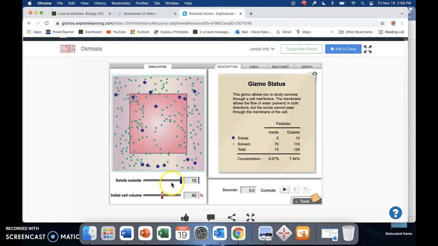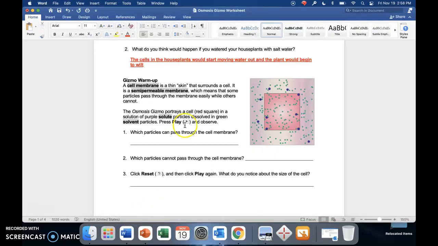You can change the amount of solute all the way from 1 up to 10. Okay, the solute are the purple particles that you see here, and the volume of the cell is the red or pink square here, and you can change its size up and down. I believe on Part A you're going to need this at 40. So let's go back here and see what we'll do.